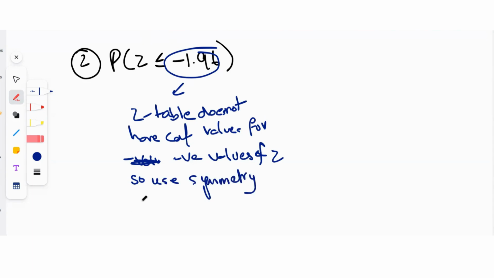And the symmetry property, what does it say? It says that a normal random variable is symmetric about its mean, and in this case, the mean is 0 for a standard normal random variable. So use the symmetry property of the normal distribution. So how will I use that? Let's see.